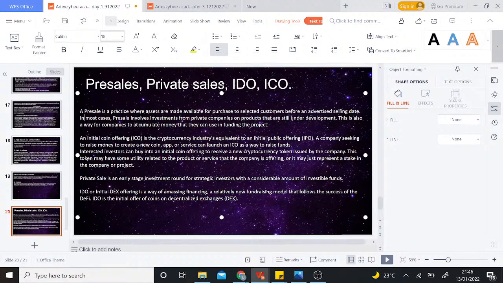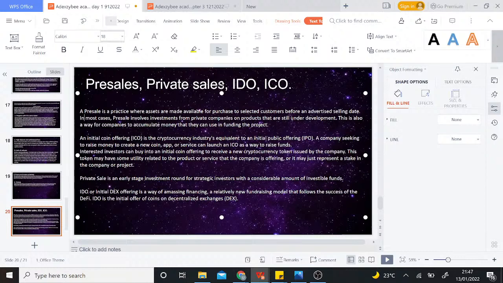So we also have ICO, that's initial coin offering. It is also related to IPO, a company seeking to raise funds. Now the difference is that with an IPO they have the product on the ground, but they are selling it to you at a cheaper price ahead of the time of launch. But with this ICO, they don't have the project on the ground, they just have the blueprint and the idea. So they will sell it out to people to raise money.